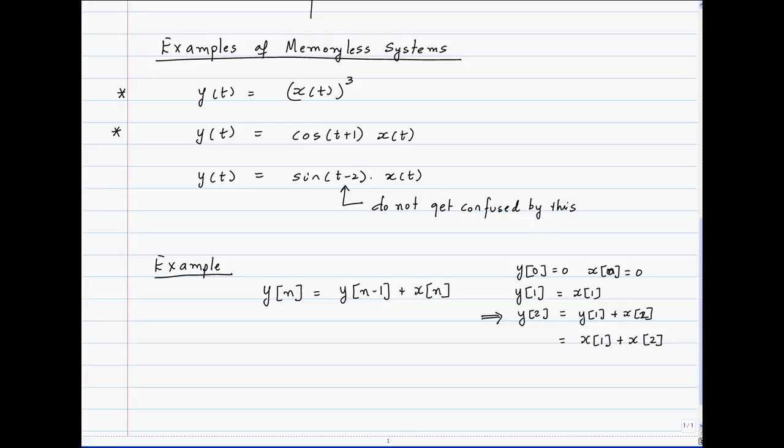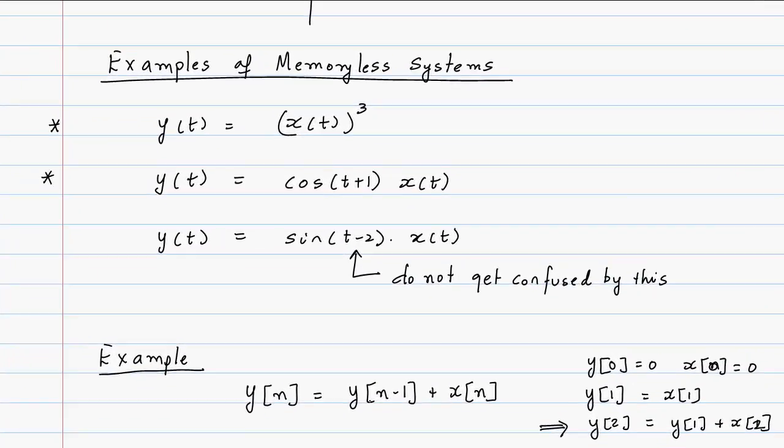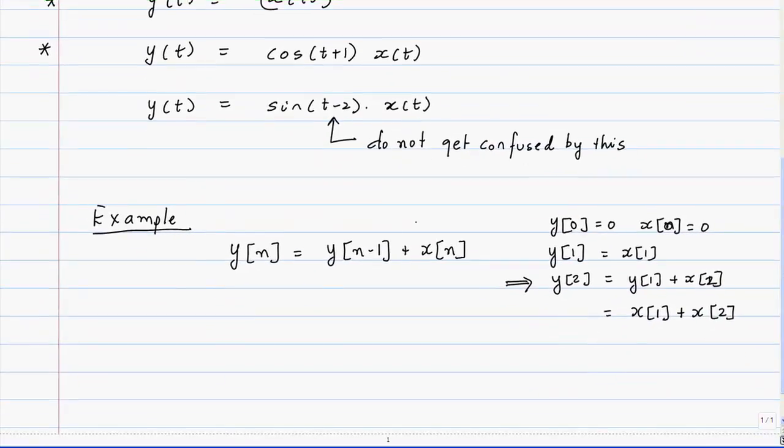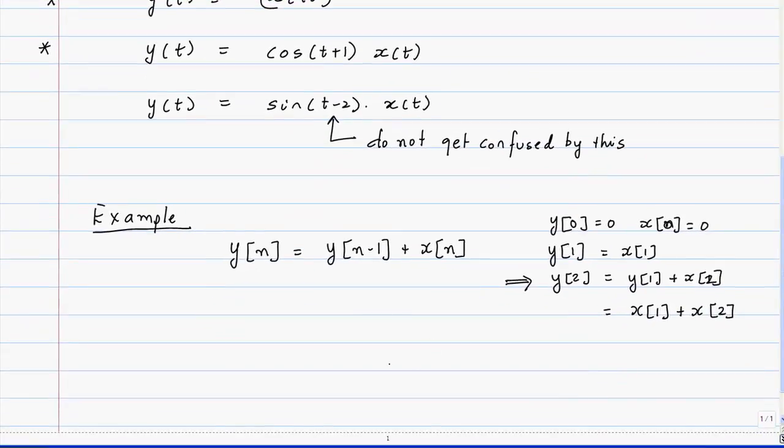So the best thing to do is to get an explicit relationship between y and x, where the dependence between y and x is very clear. In other words, you do not have any terms that depend on x other than of this form. And then you see whether y of n depends only on x of n, or if it depends on other values of x as well. I think that's pretty much what I have to say about systems that have memory and don't have memory.